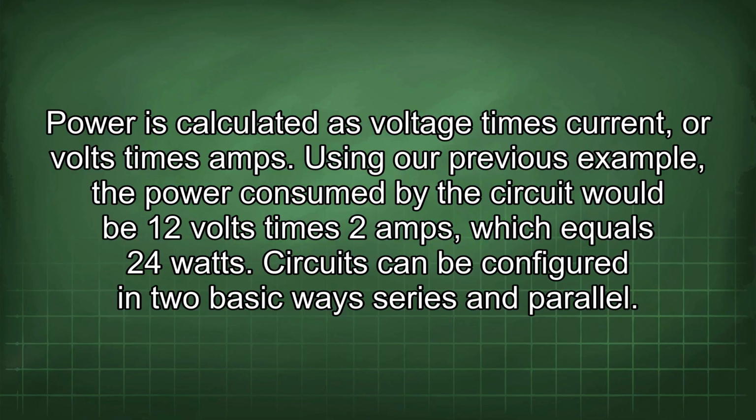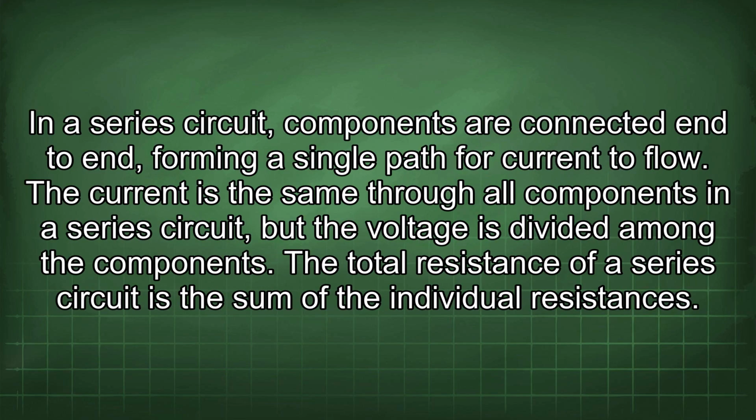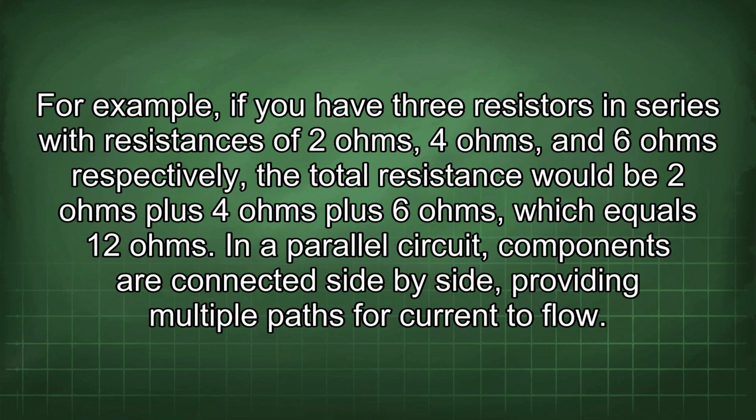Circuits can be configured in two basic ways: series and parallel. In a series circuit, components are connected end to end, forming a single path for current to flow. The current is the same through all components in a series circuit, but the voltage is divided among the components. The total resistance of a series circuit is the sum of the individual resistances. For example, if you have 3 resistors in series with resistances of 2 ohms, 4 ohms, and 6 ohms respectively, the total resistance would be 2 ohms plus 4 ohms plus 6 ohms, which equals 12 ohms.